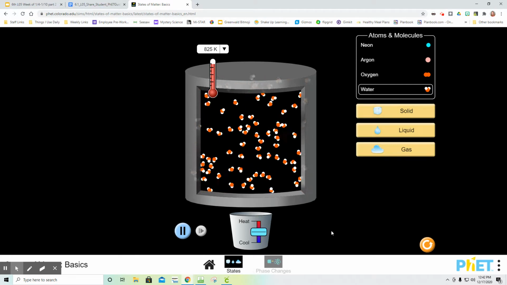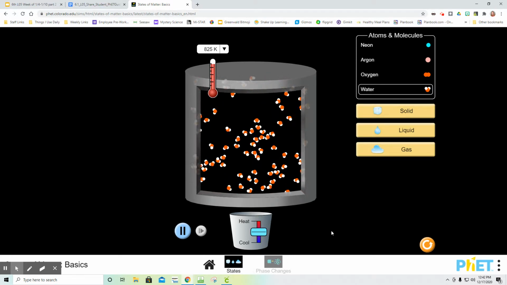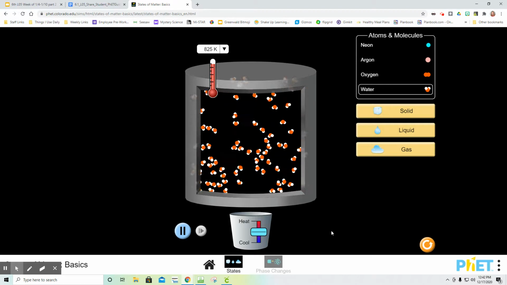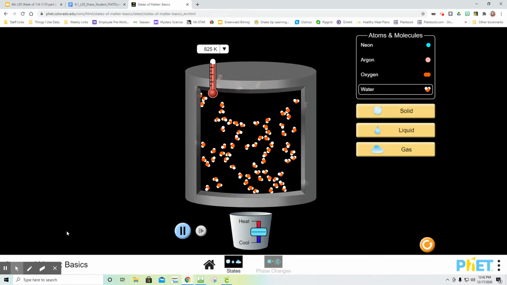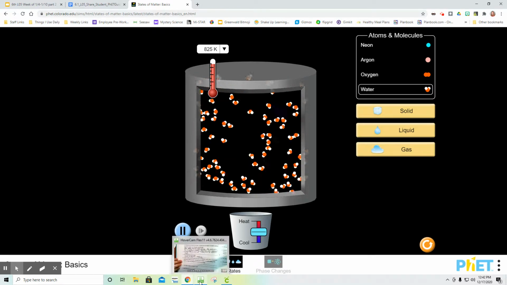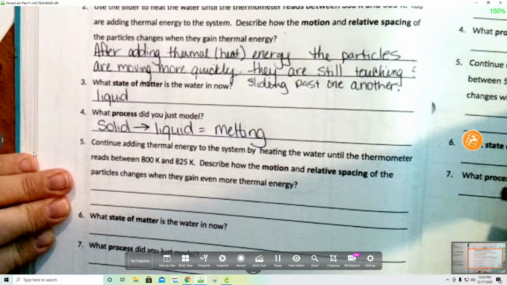Now, what do we see the molecules doing? Well, they're much faster, much more spread out, bumbling off of one another, but barely touching. Okay, so we've gone through another phase change. Let's talk about this a little bit.